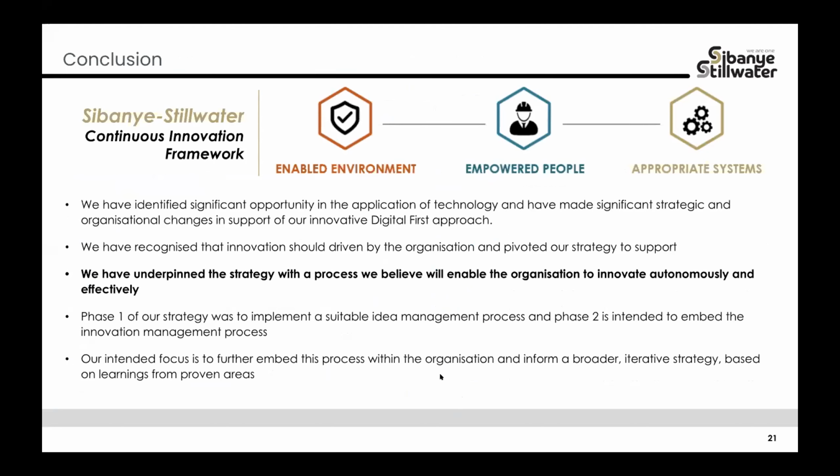So just, I guess, in conclusion, I think everyone knows that technology and innovation is important to any organization at this point in time. So we've taken the position to pursue it quite aggressively. We've also recognized that it's going to need to be driven by line in the organization if we're going to enable adoption at scale. Importantly, in the context of today's discussion, we underpin the strategy with a process that we think and have proven makes sense to the business.